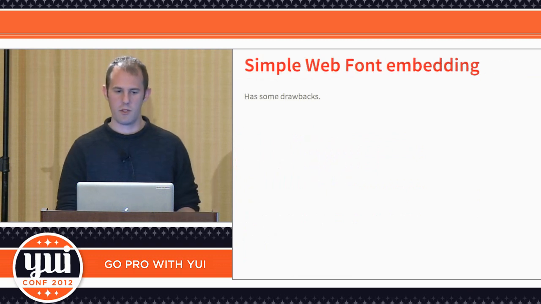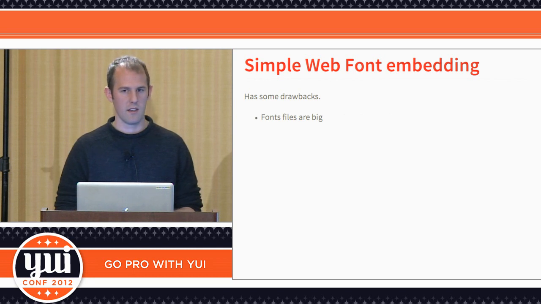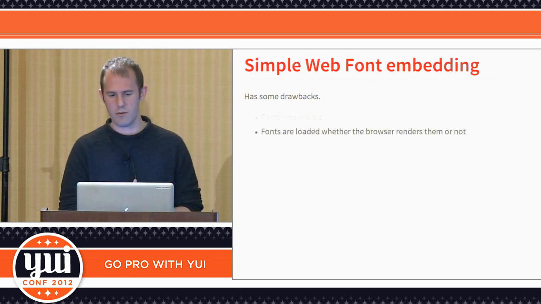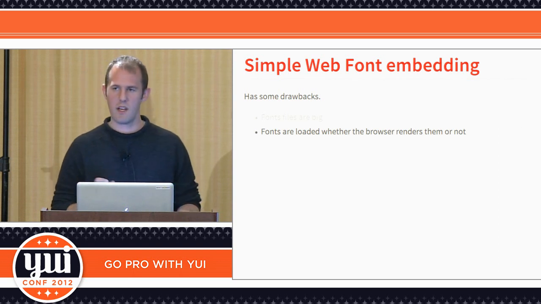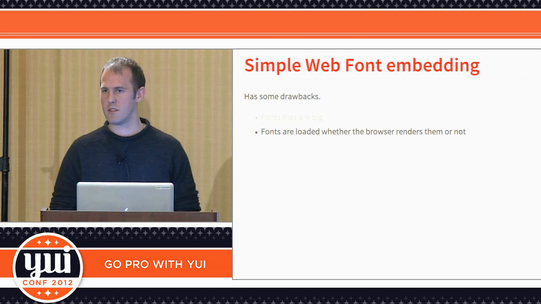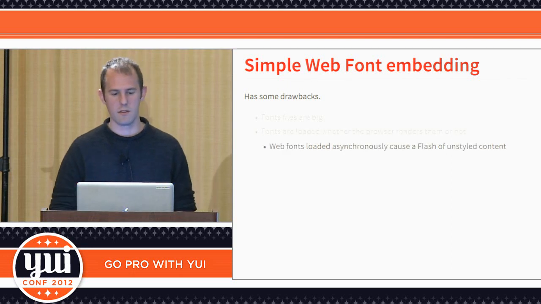But this approach has some drawbacks. The first one is that font files are big. A full font, even of just US ASCII, can get around 30K is what our files are running. And they're loaded whether the browser renders them or not. So if you have a lot of different typefaces, including them in a global style sheet, it's going to incur a lot of cost in terms of downloading the files.